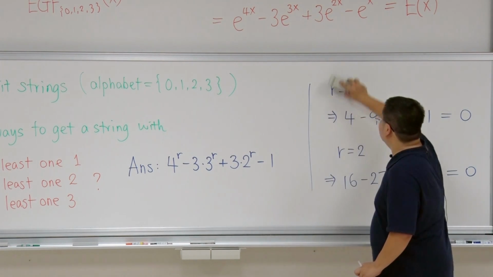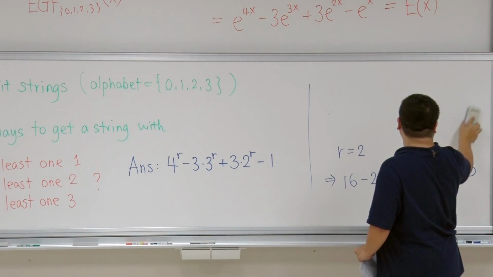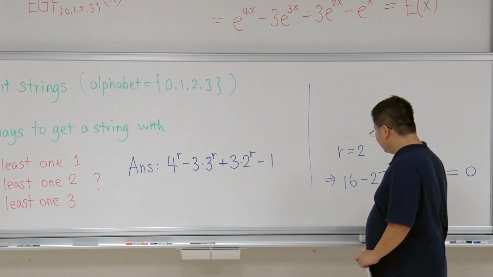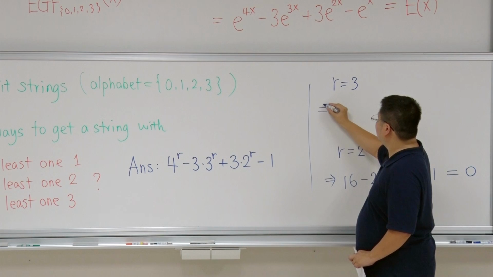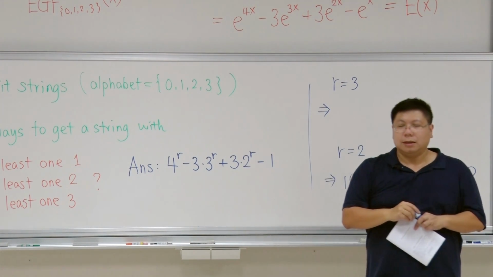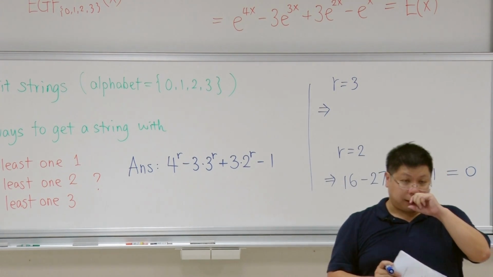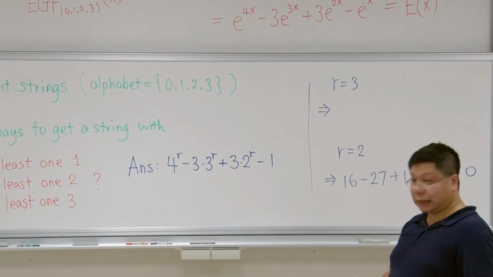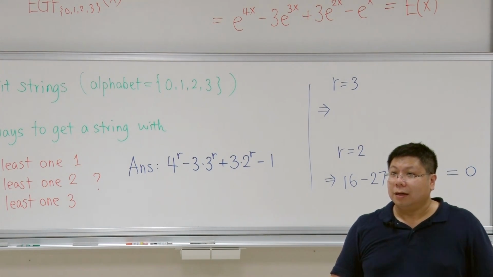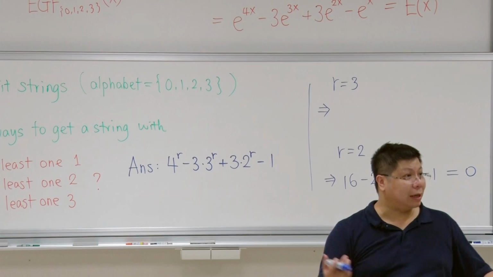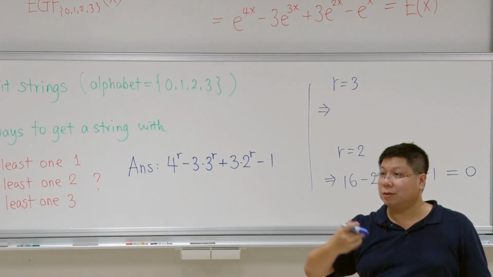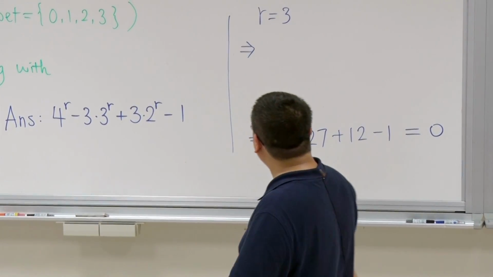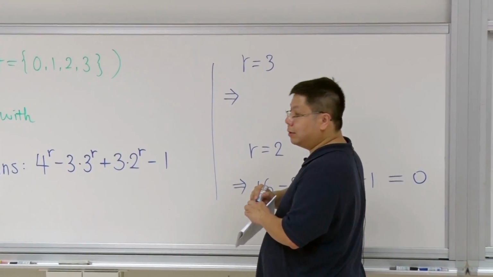So this is done. Let's try r equal to 3. What should we get? How many r-digit strings have at least one 1, at least one 2, and at least one 3? It must have exactly one 1, exactly one 2, and exactly one 3, right? So there are 6 of them, permutations. So we should get 6. Let's try r equal to 3.